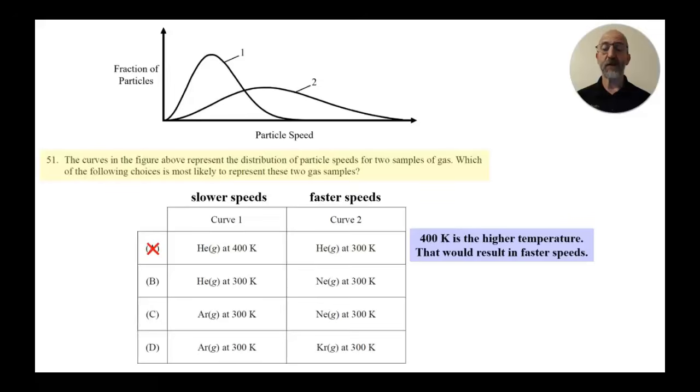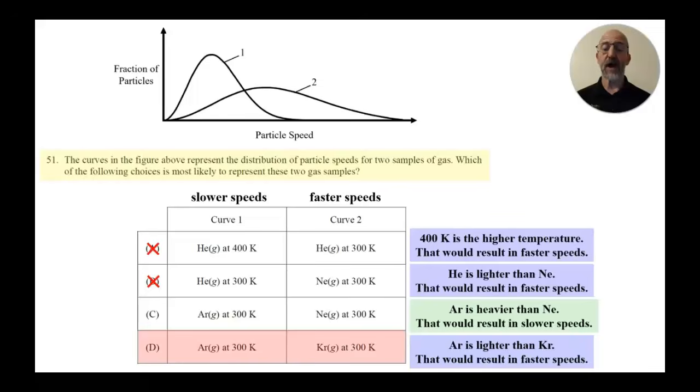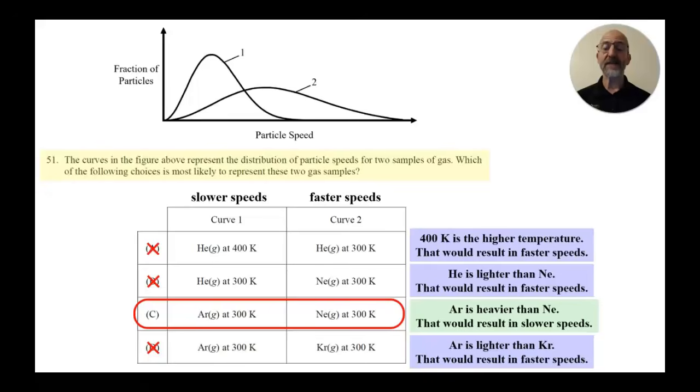Now, moving on to choice B, we have helium and neon at the same temperature. But according to the information on the periodic table, helium is lighter than neon. Again, that would result in faster average speeds for the lighter particles, so we can eliminate choice B. Moving on to choice C, argon is actually heavier than neon. So the correct answer to question 51 is choice C. Heavier particles would result in slower speeds. And the reason why choice D is incorrect is because argon is actually lighter than krypton. Again, that would result in faster speeds. So the correct answer to question 51 is choice C.